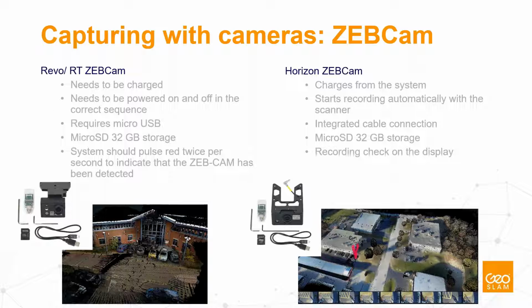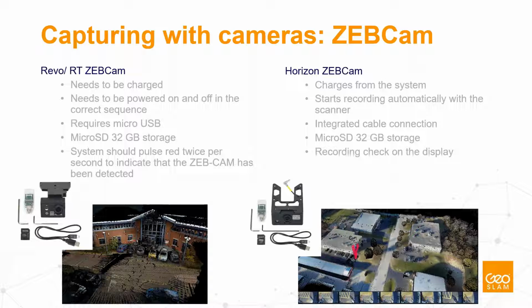It comes with 32 gigabytes of storage, which can be increased. In the case of the Revo system and Horizon system as well, the system LED will pulse red twice per second, which indicates that the camera has been detected. With Horizon, as that's one of the newer systems, we integrated the cable connections, and the camera also charges from the system and starts recording automatically as the scanner starts recording as well. Storage and recording is done on a micro SD card, just the same as with the Revo RT system.